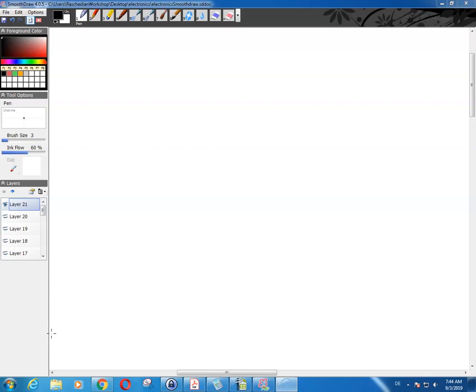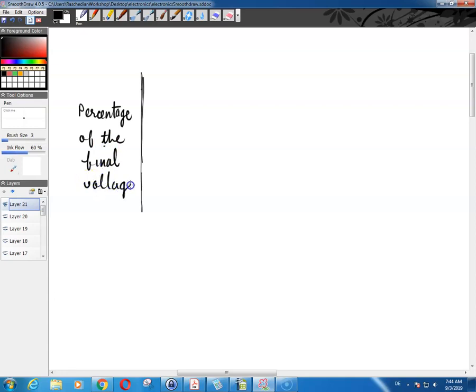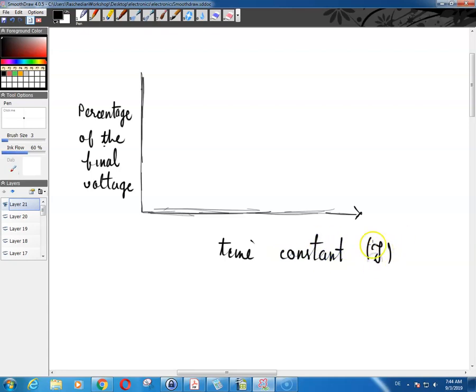So basically the graph looks something like this, meaning that you have an axis over here which is the percentage of the final voltage, and this axis over here is basically your time constant, or tau.